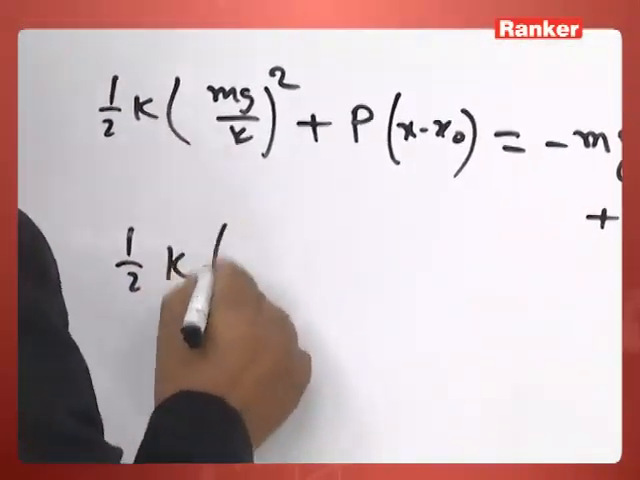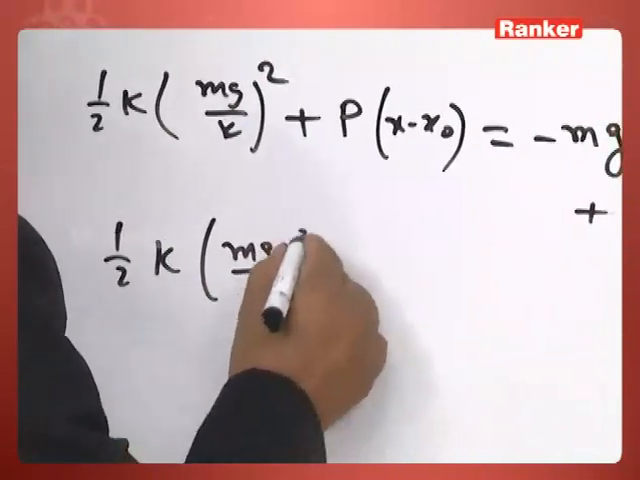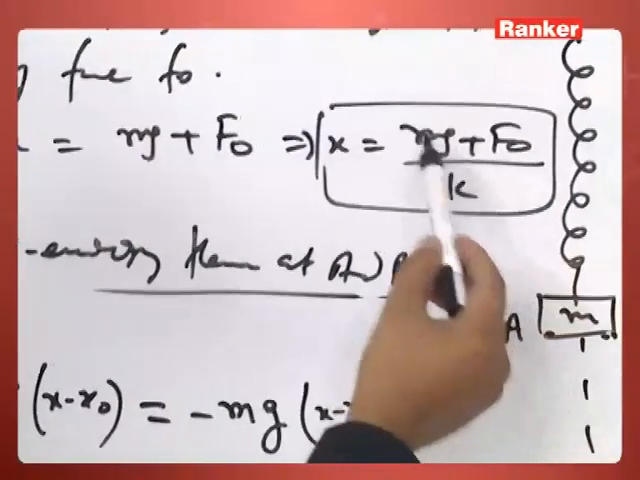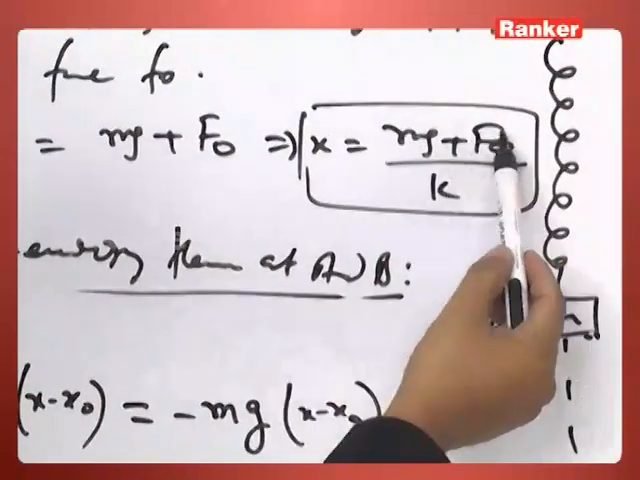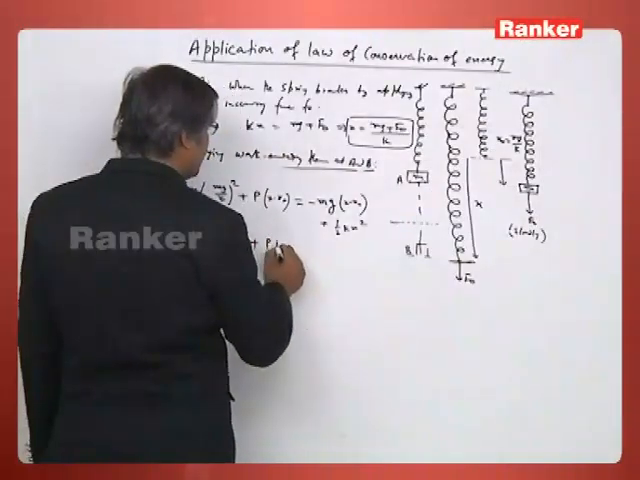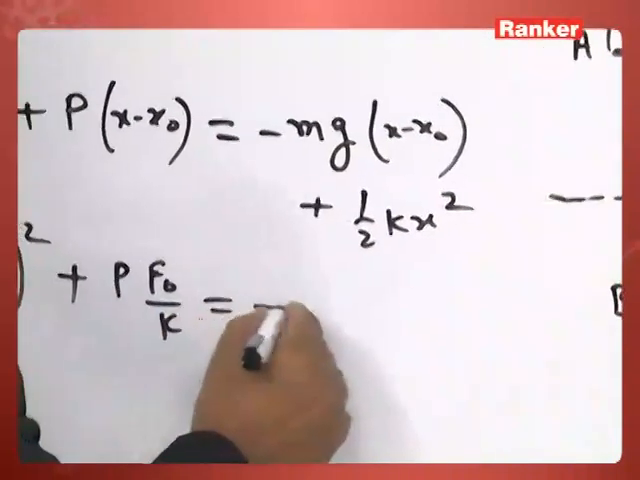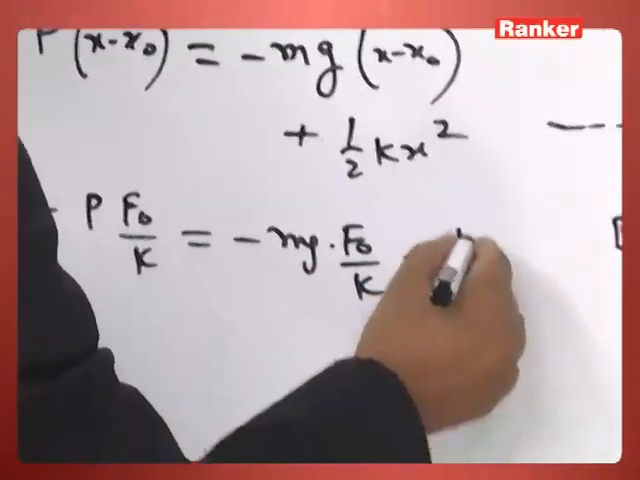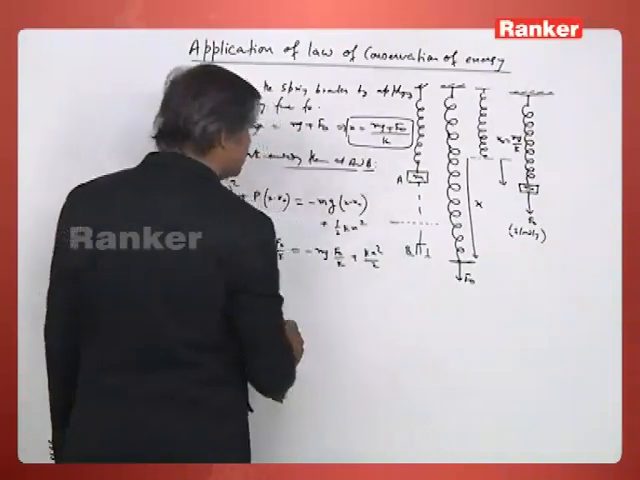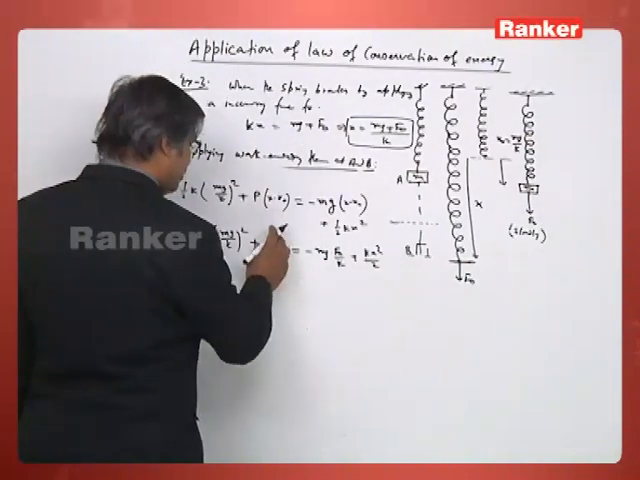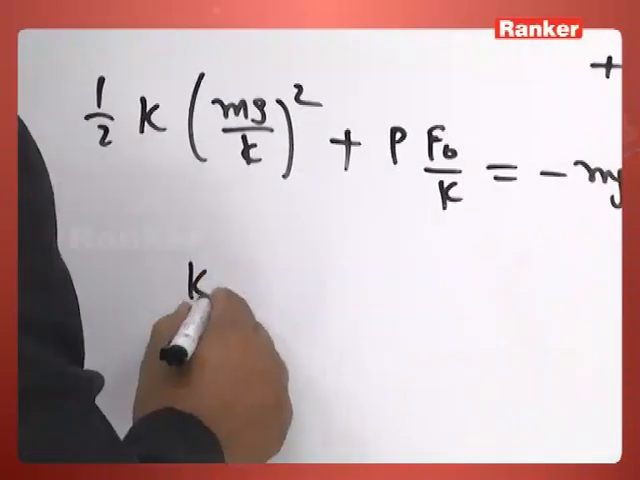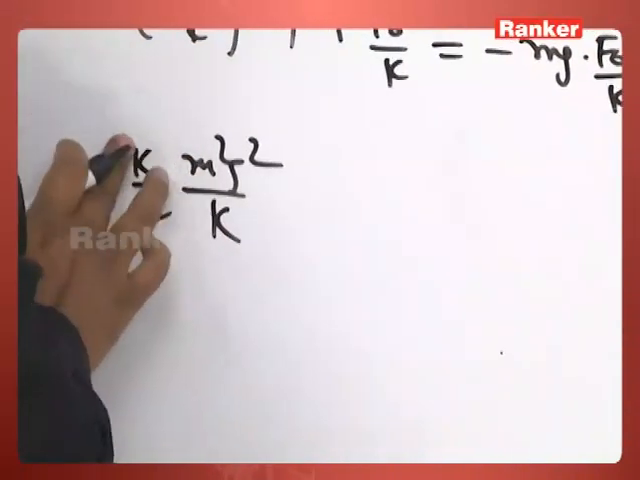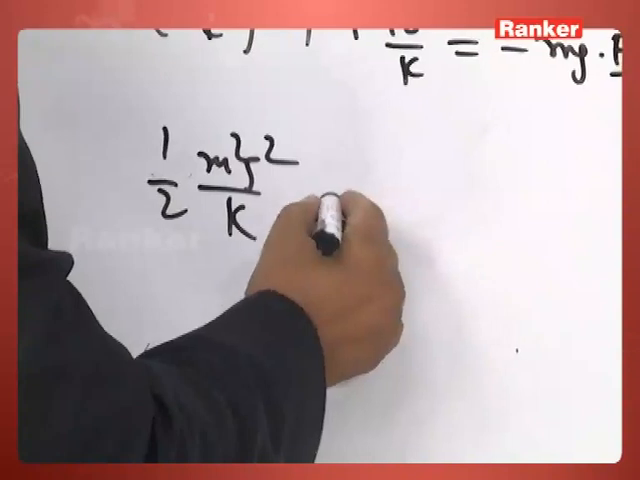So what I do, this is half k, mg by k whole square, plus P times x minus x naught. So this x naught is mg by k. So x minus mg by k is simply F naught by k. So this is P F naught by k is equal to minus mg, this x minus x naught is F naught by k, plus kx square by 2. So now you see here we want P, and this is k by 2, m square g square by k square, again, because one k cancels. So half m square g square by k.